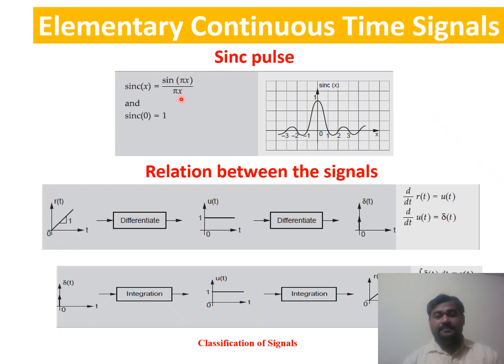Next one, sinc pulse, or you can say sinc equal to sin theta by theta. Here sin pi x by pi x. This is a sinc pulse.